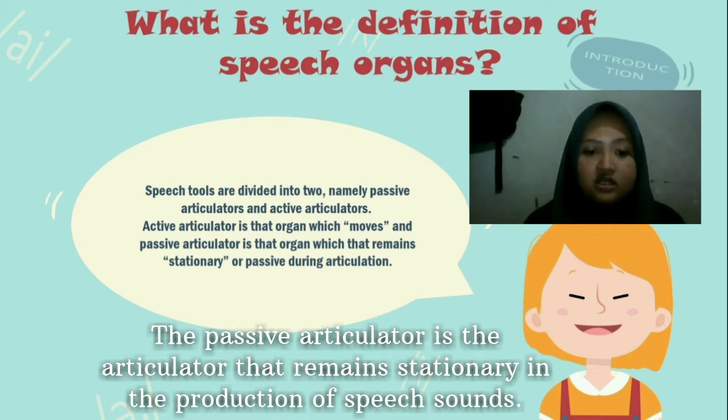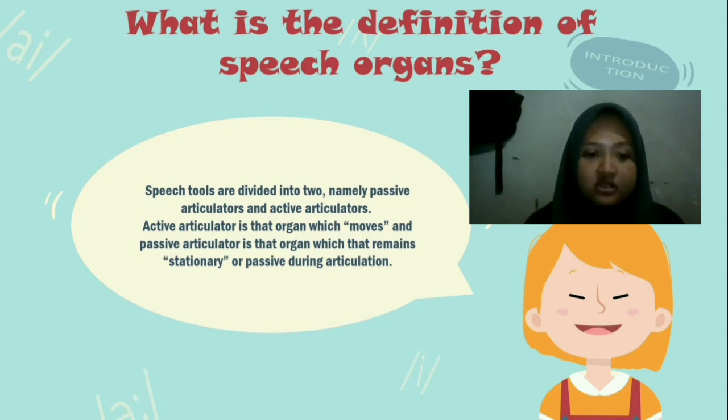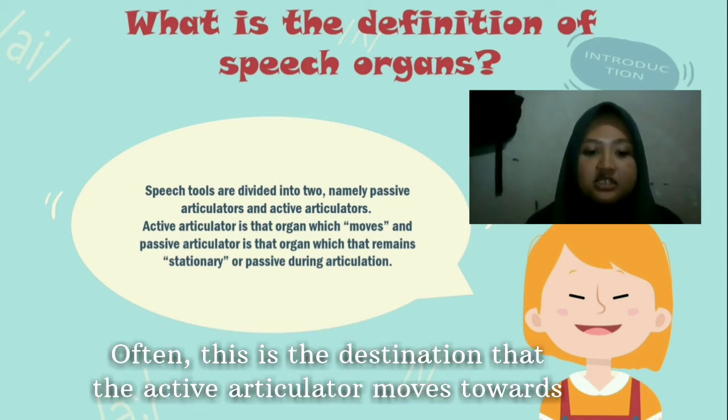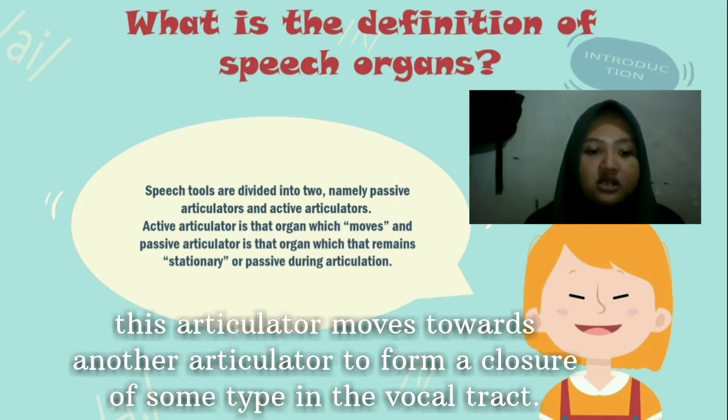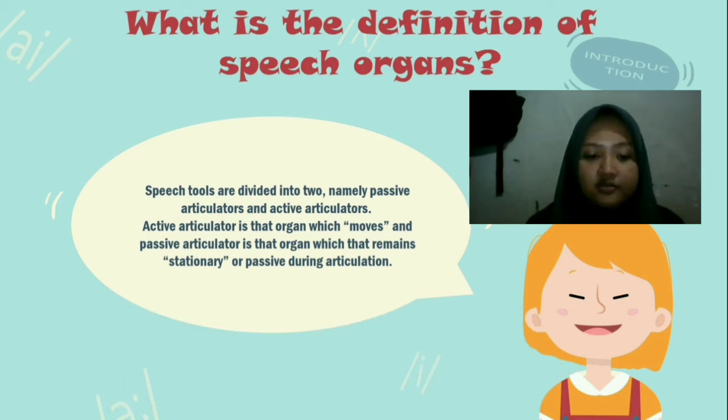The passive articulator is the articulator that remains stationary in the production of a speech sound. Often this is a destination that the active articulator moves toward. The active articulator is the articulator that moves toward another articulator in the production of speech sound. This articulator moves toward another articulator to form a closure of some type in the vocal tract.